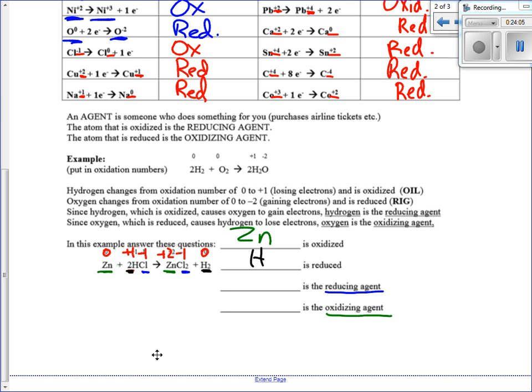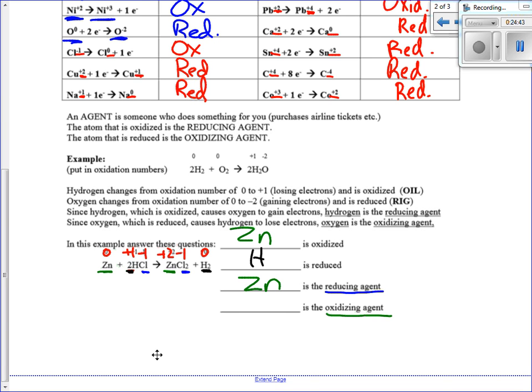Here, zinc is being oxidized. Zinc is giving away electrons, right? But zinc is actually the one causing hydrogen to be reduced. Does that make sense? Because it's making the hydrogen take those electrons. So, in essence, zinc is going to be the reducing agent because it's making the reduction happen. Everybody see that? And so if you're being oxidized, you are the reducing agent. Okay? So the reducing agent here is going to be zinc.